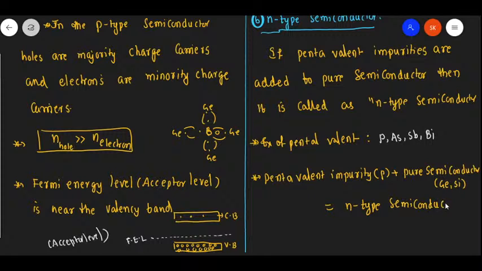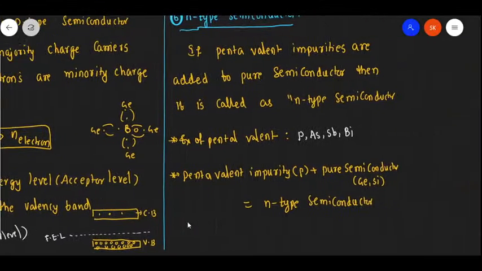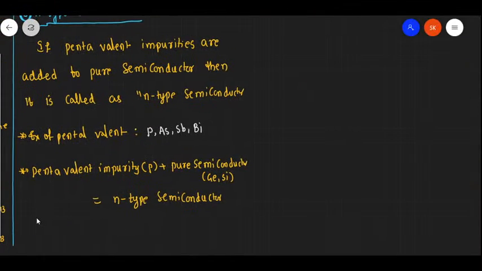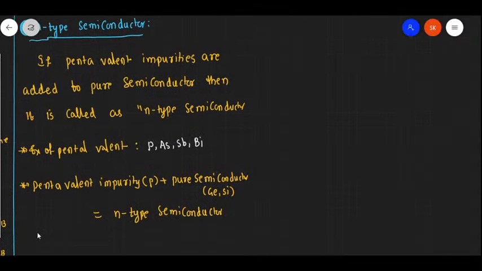How will you get P-type? This pure semiconductor is called intrinsic, and if it is mixed with a trivalent impurity, that is called P-type. If pure is mixed with a pentavalent impurity, that is called an N-type semiconductor. Right? Now, what are the majority charge carriers in the N-type semiconductor? What are the minority charge carriers? If a pentavalent impurity is added to the pure semiconductor, what happens? That we will discuss now.